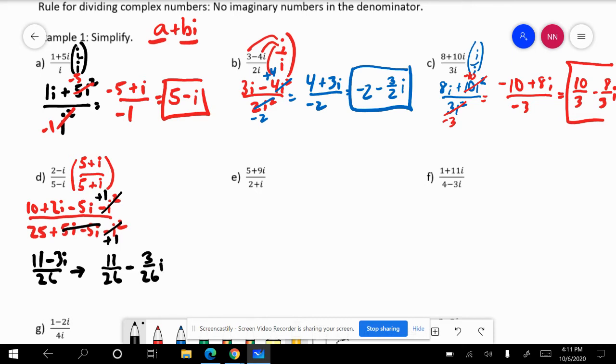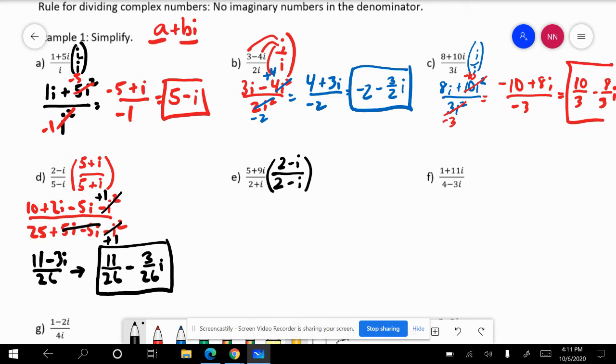Now, looking at letter E, I'm going to do the same thing. I'm going to multiply by the conjugate based off of the denominator. Since the denominator is 2 plus i, I'm going to multiply it by 2 minus i.